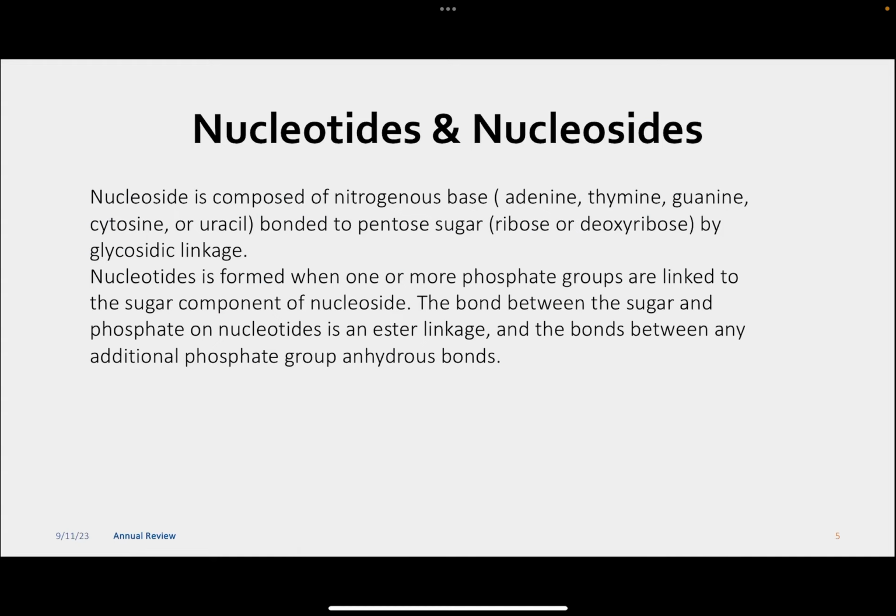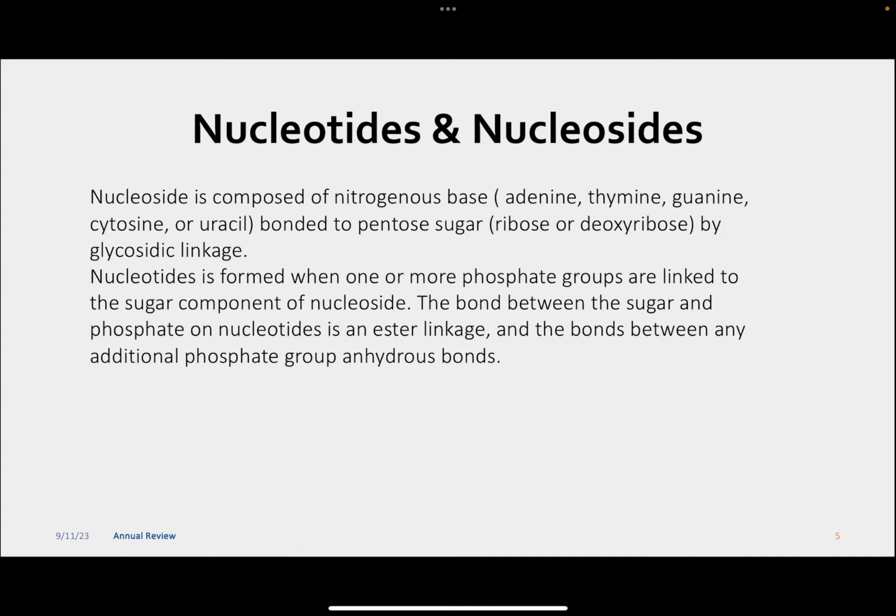Nucleosides are composed of a nitrogenous base, which is adenine, thymine, guanine, cytosine, or uracil, bonded to a pentose sugar by the glycosidic linkage. I'm going to show you a picture in the next slide where we talk about the glycosidic linkage. Then we have the nucleotide, which is formed with one or more phosphate groups linked to a sugar component of nucleosides. The bond between the sugar and the phosphate on the nucleotide is an ester linkage.